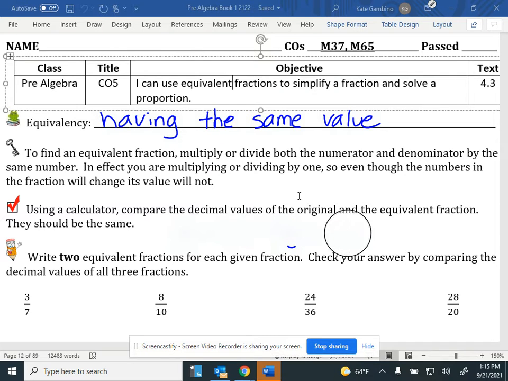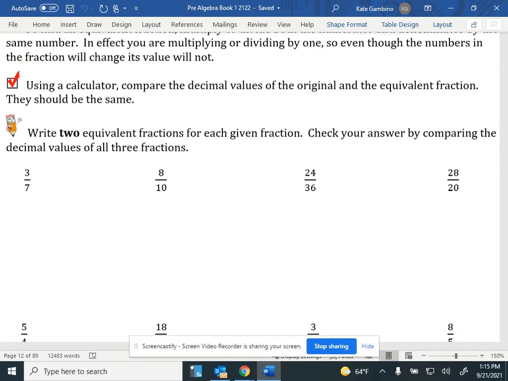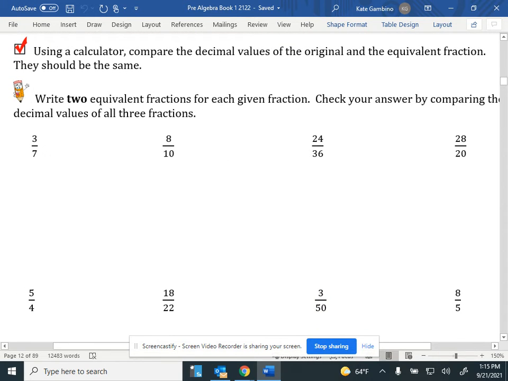Okay, friends, we have to finish this up. Okay, so using the calculator, we compared and we found that it's true. They actually are the same value. So now write 2 equivalent fractions for each given fraction, checking your answer by comparing decimal values of all 3 fractions. So we're going to do the first one together.